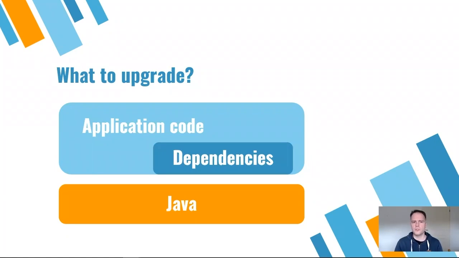So what do we need to upgrade? Typically, our application consists of some application code that we write ourselves and some dependencies which we are using, such as Spring, JPA, or other things. Those all use Java, the JDK, to build and run our application. And if something is removed from the JDK we're using, we need to change either our dependency, our code, or maybe even both.